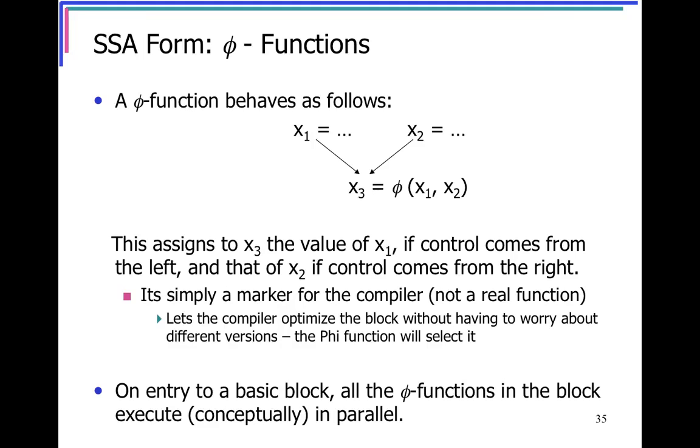A phi function is simply a marker for the compiler. It's not a real function. It lets the compiler optimize the block without having to worry about different versions coming in. The phi function will be the operation that selects the correct version when the execution actually does occur.